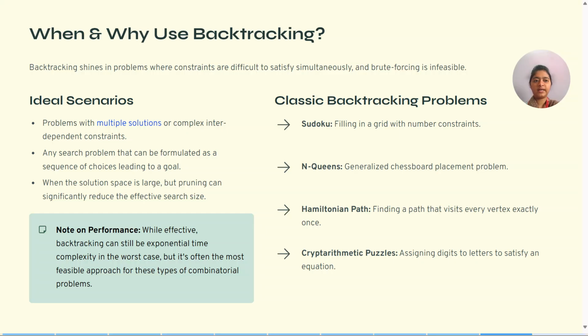Coming to the classic backtracking problems: Sudoku, filling in a grid under number constraints. N-Queens, a generalized chessboard placement problem. Hamiltonian path, finding a path that visits every vertex exactly once. Here the important note is that while effective, backtracking can still have exponential time complexity in the worst case, but it offers the most feasible approach for these types of combinatorial problems.